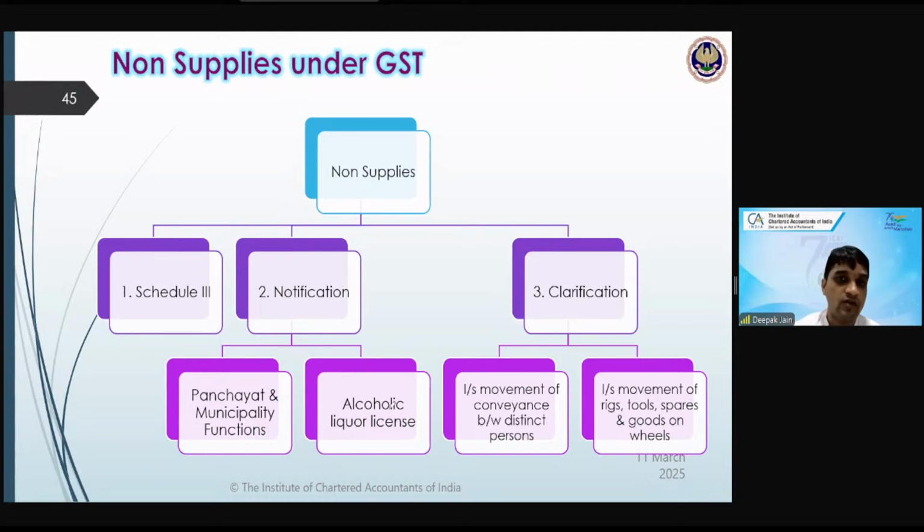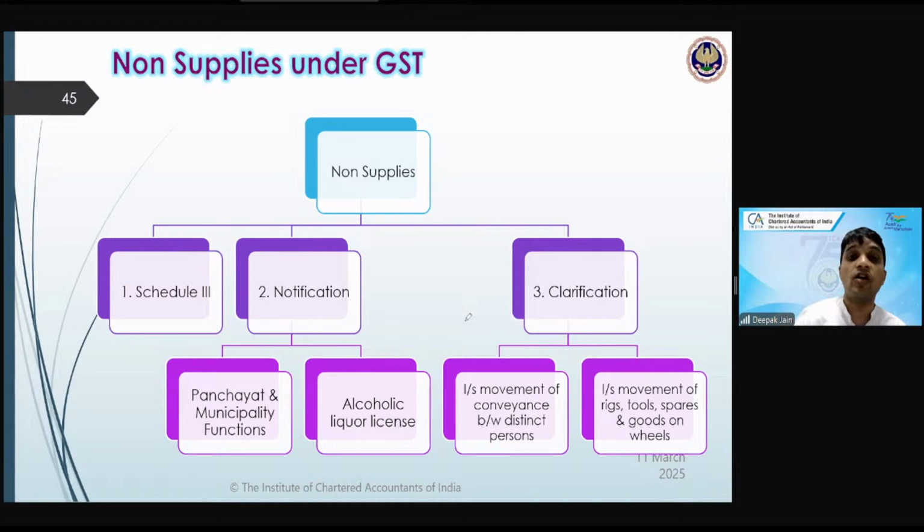Okay. So yes, we know that alcoholic liquor for human consumption is not liable to GST. But to get the right to sell this alcoholic liquor, you have to buy a license, because the government gives an auction and through that you have to buy this license.